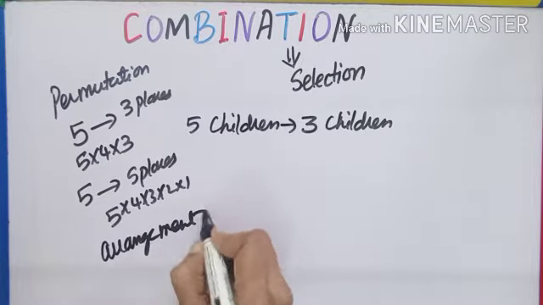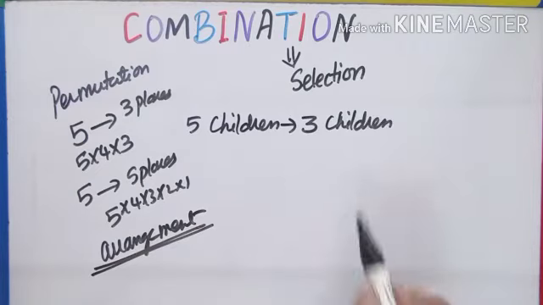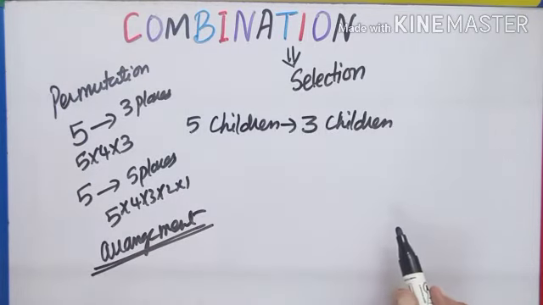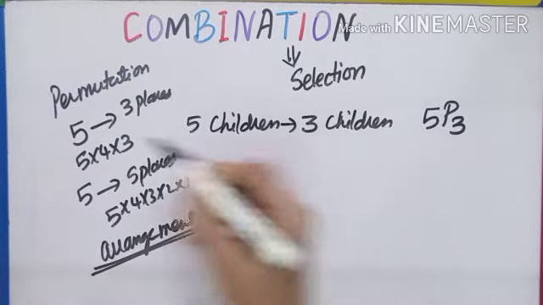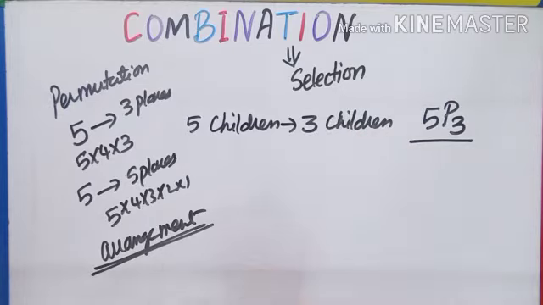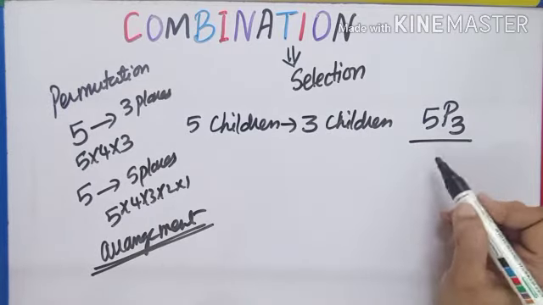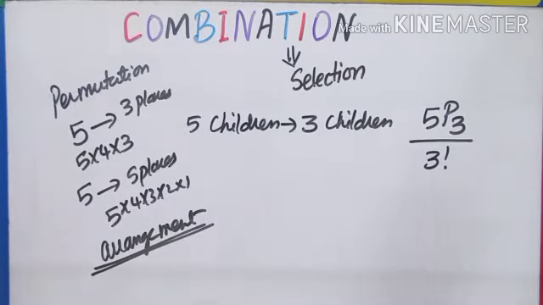Whereas in combination, I am dealing only with selection. Arrangement will not come. Selection and arrangement, I will say 5P3 from the previous exercise. But I don't want arrangement, means divide by that arrangement. 3 children in 3 places, 3 factorial.